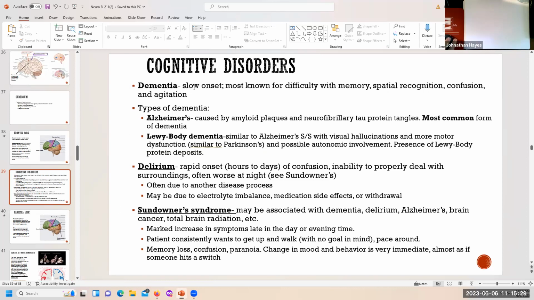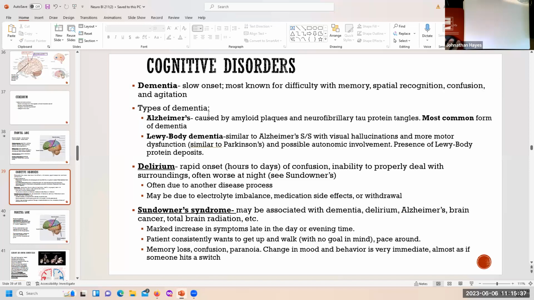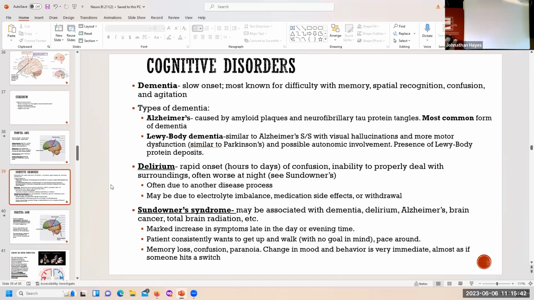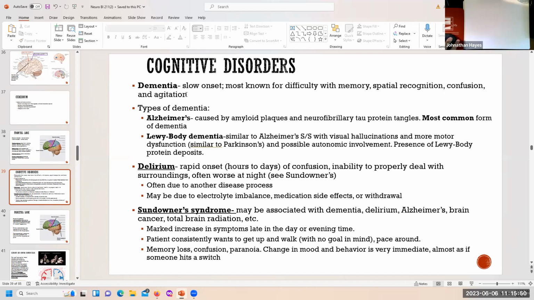Confusion, agitation. And a lot of times the agitation is coming because of these things, right? It's coming because they're confused. It's coming because they don't recognize their surroundings. It's coming because they can't remember things when they want to. So basically you're dealing with the fact that you're getting old and your brain's not functioning the way it's supposed to. So, pretty good reason to get agitated.